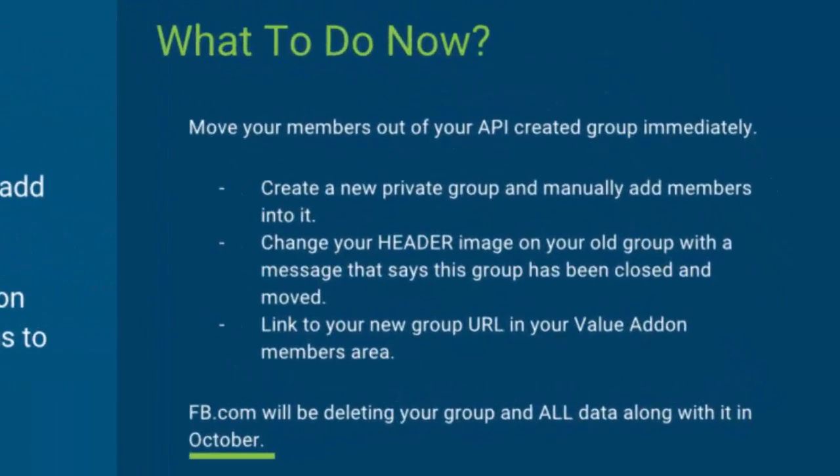What to do now if you haven't already? Let's talk about that. If you were using the Facebook functionality, there are a few things you need to do immediately. Number 1 is you need to move your members out of what we call your API created group immediately. When you used the Facebook function, you created a group with Value Add-on, and that's known as an API created group. It's limited in functionality. It does not allow you to add or remove members now, or at least add them. So it's kind of useless because you can't grow that Facebook group anymore.